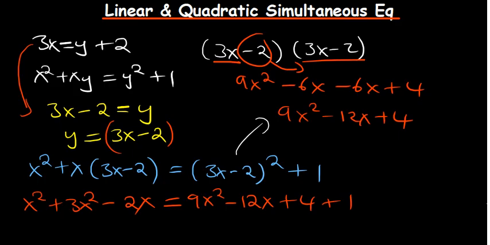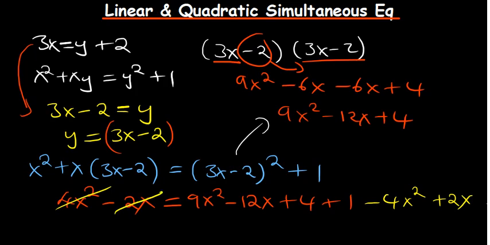So you are going to have 4x squared, right? So 4x squared. And then we can add negative 4x both sides. So negative 4x squared. And then you can also add the positive 2x as well, just to ensure that these ones get to subtract from the other side. So we have 9 minus 4 gives us 5x squared.